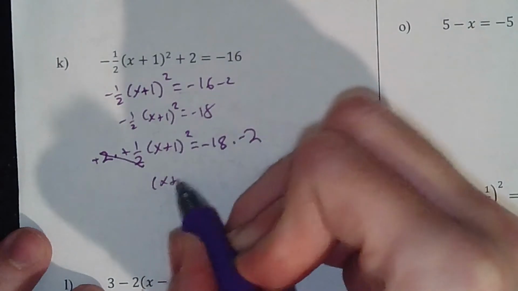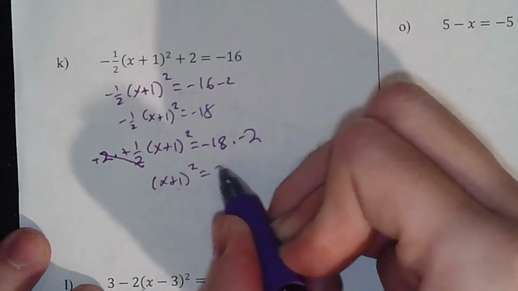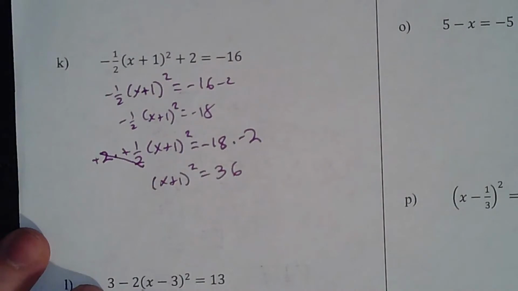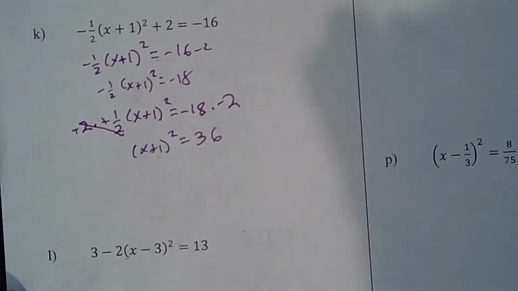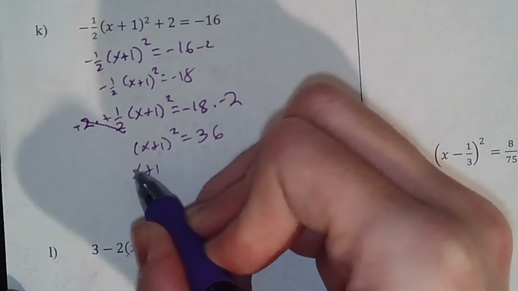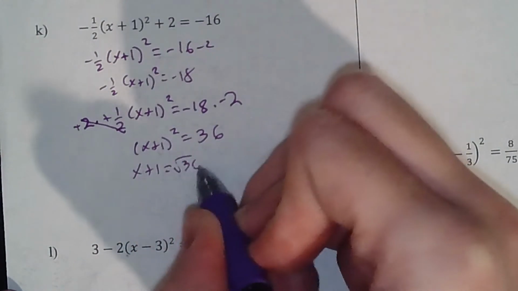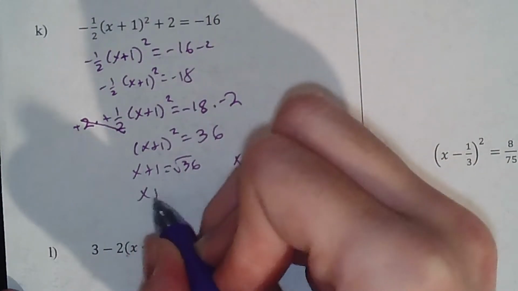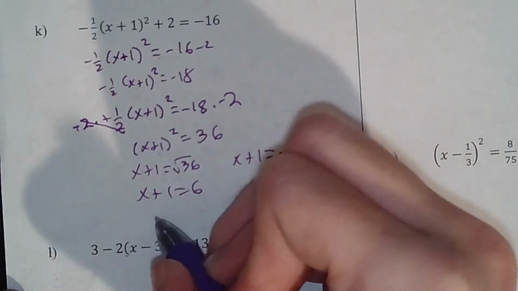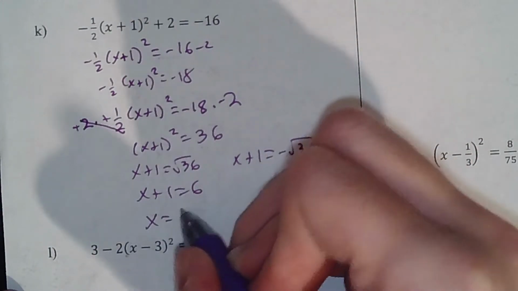And you get x plus 1 squared equals 36. And see, now I can just take the square roots, just like that last question, actually. We have the 36 again. x plus 1 equals the square root of 36. x plus 1 equals negative square root of 36. x plus 1 equals 6. x equals 6 minus 1 is 5.